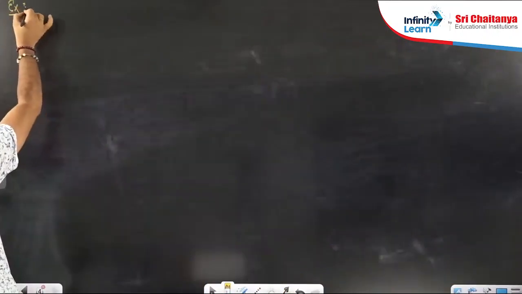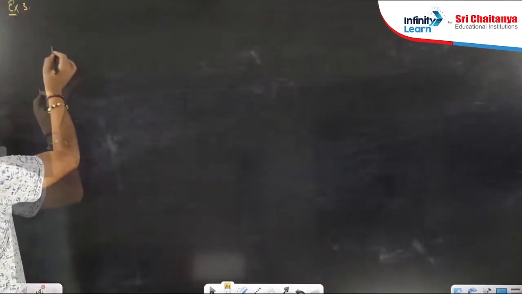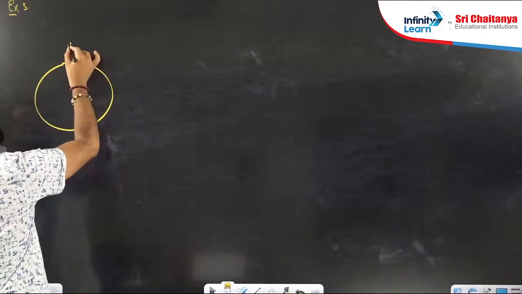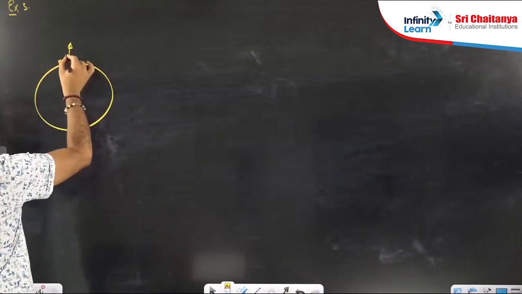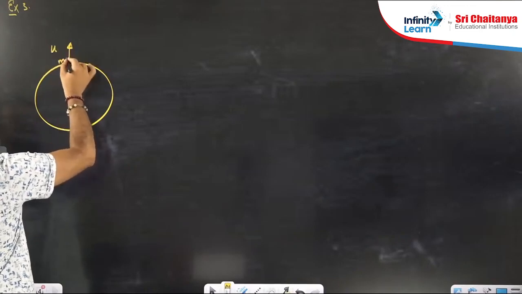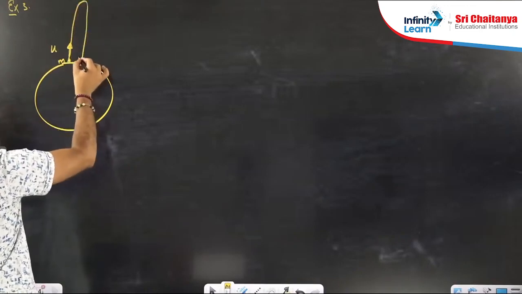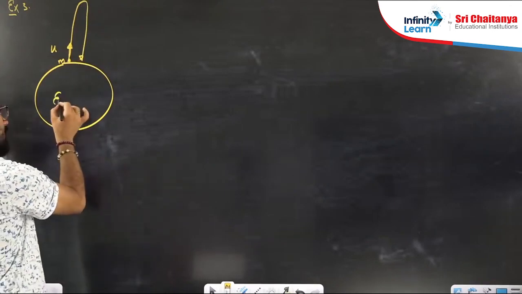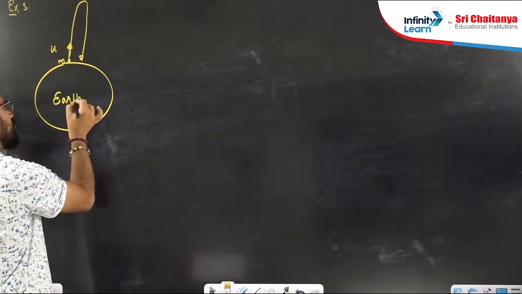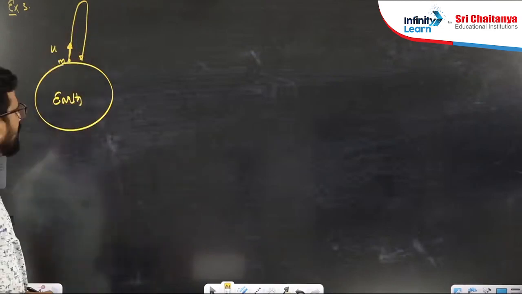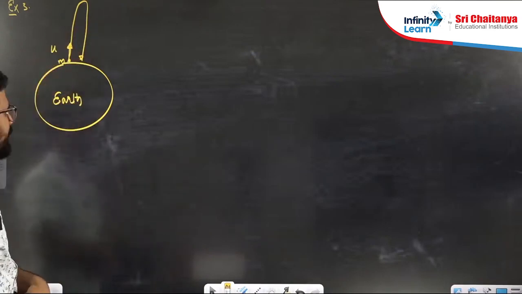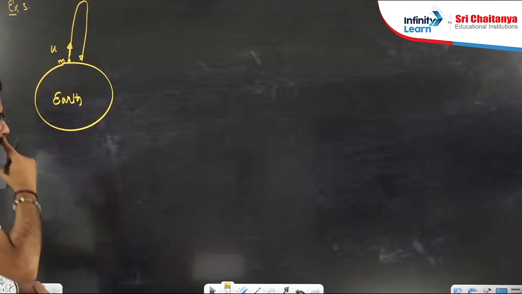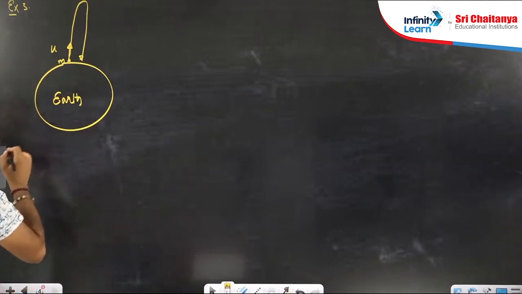Next example, example number 3. If I say to you, this is the earth, from the earth's surface I am throwing one stone having some mass m, and with the initial velocity u, it is going upward and coming down to the earth's surface. Okay, this is the earth, and from the earth's surface one stone is thrown vertically upward with the initial velocity u, and it is going like this. The question is very simple. I am giving an option type question.